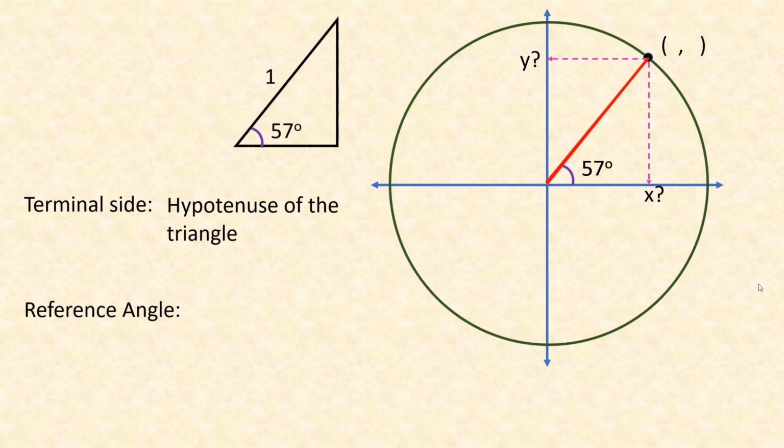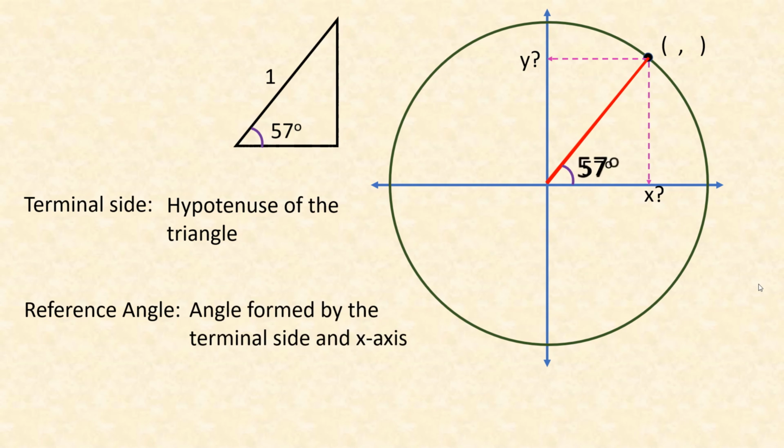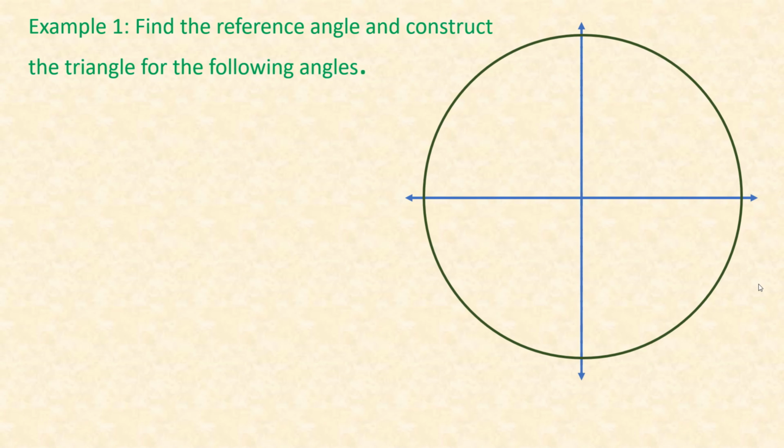The other vocabulary is the reference angle. Reference angle is the angle formed by the terminal side and the x-axis. So in this case, it's the 57. Okay. So when the triangle is in the other quadrant, it will look a little bit different. Okay. So you guys have to keep in mind it's the angle formed by the terminal side, which is the hypotenuse, and the x-axis. Let's move on and do a couple examples here.